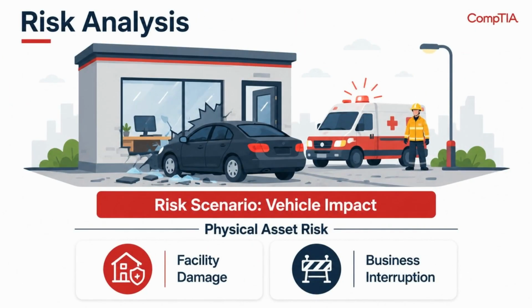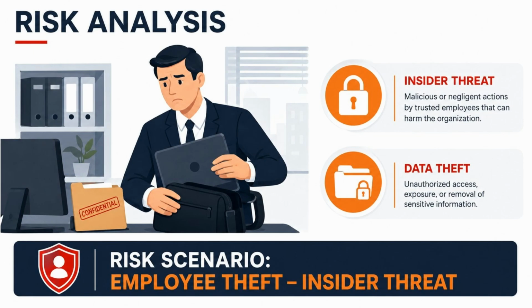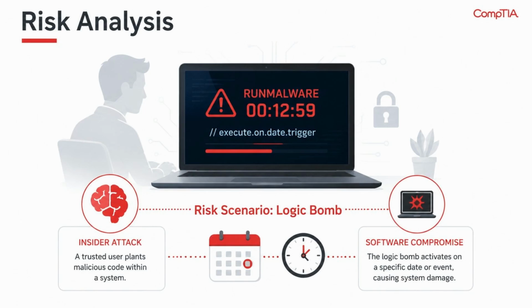Damage to physical facilities from a vehicle accident could pose a threat to business operations. Insider threats are usually the most difficult to discover before anything actually happens. They could steal company data. Logic bombs are when an employee intentionally sets a trap that will run malicious code in the event of their absence.